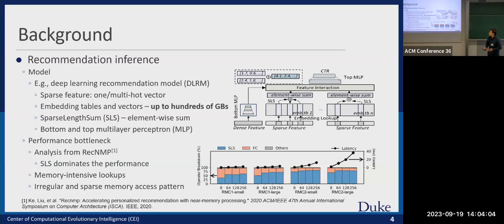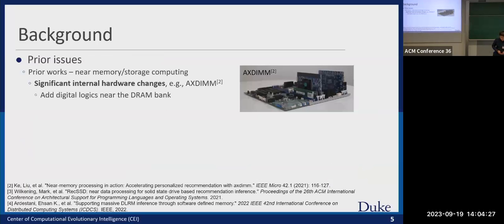Prior work performed a performance analysis of such a system, as shown in these figures, and we find that the sparse length sum actually dominates the overall latency. This is because the embedding table lookup is a memory-intensive operation, and it also requires a lot of irregular and sparse memory accesses, which are relatively hard to optimize.